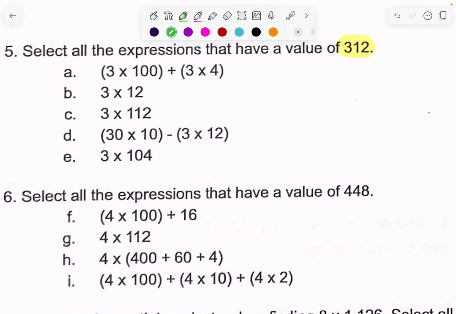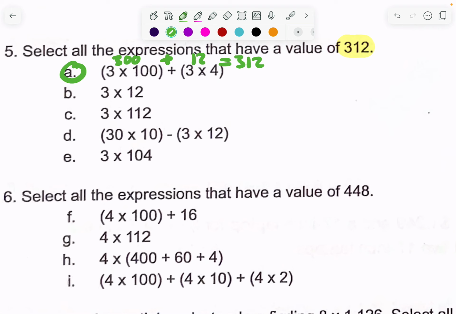Our parentheses for this first one tell us that we need to do what's inside the parentheses first. So 3 times 1, I know is 3. And I'm going to annex my 2 zeros. That's 300 plus, I need to do my inside the 2 parentheses right here. 3 times 4 is 12. And I know that equals 312. So circle that. That's going to absolutely work.